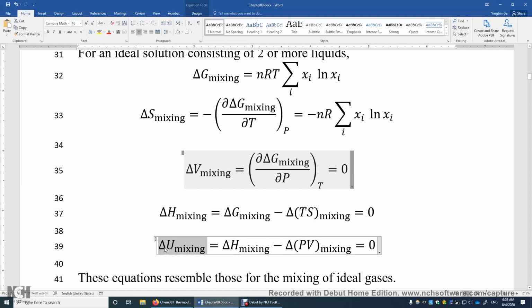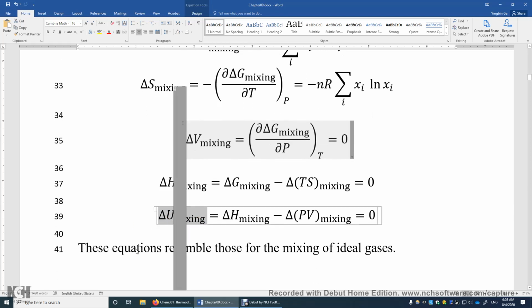Just remember, the interaction between AB is the same as the interaction between AA, and it's the same as the interaction between BB. So when you add A into B, indeed you changed the environment of B, but still the change of interaction is 0. And when I say interaction, it means attraction and repulsion between those liquid molecules.